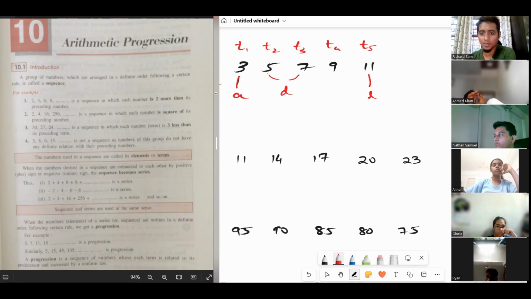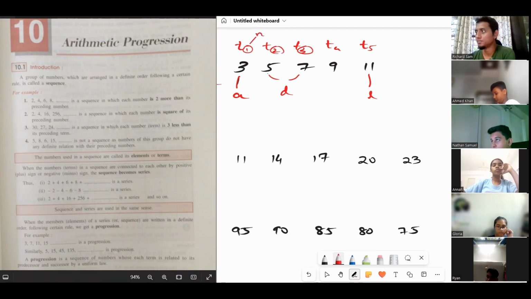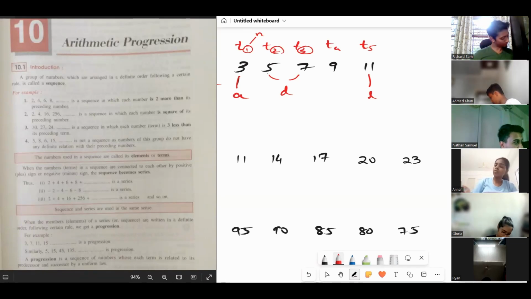And also this number here, 1, 2, 3, and so on, they are represented with the alphabet N. So we can say nth term. Okay, so N is the number of the term. Is that clear? Okay, all of you write down this much. Write down the first progression only and write down these things.